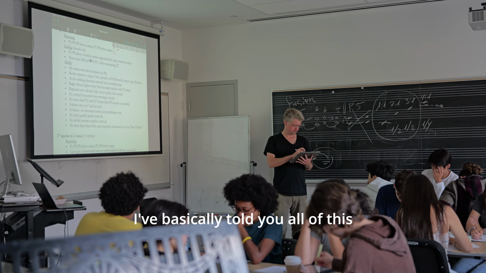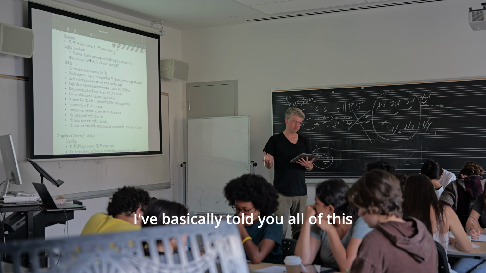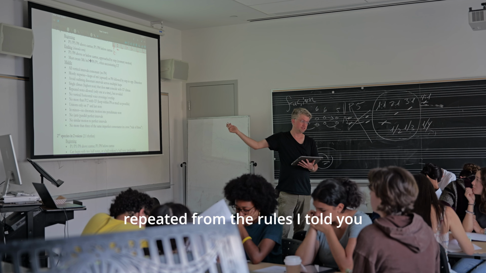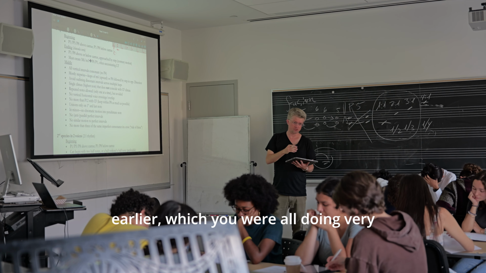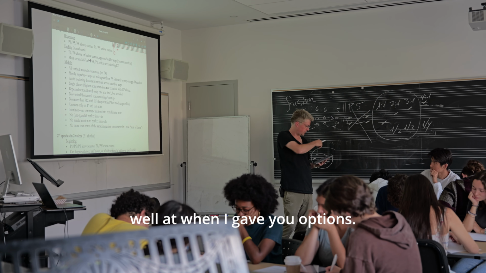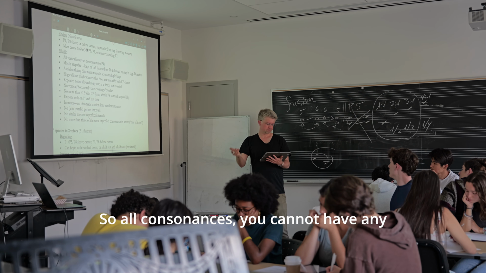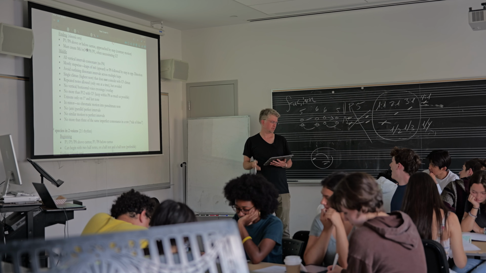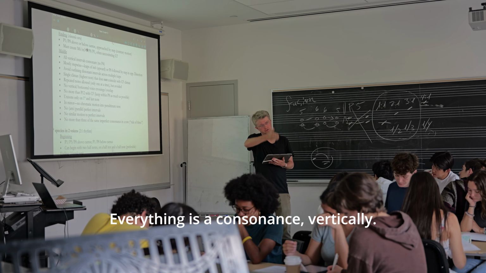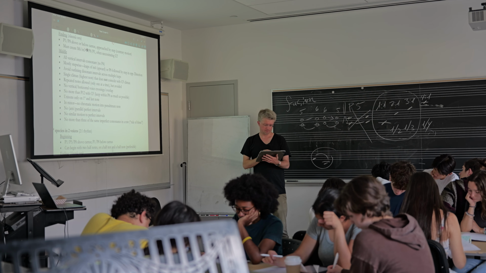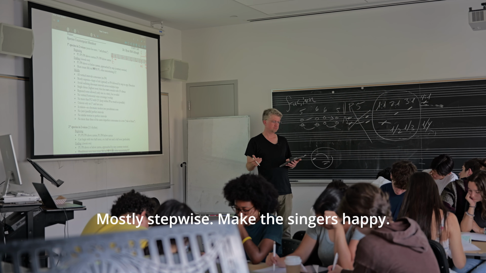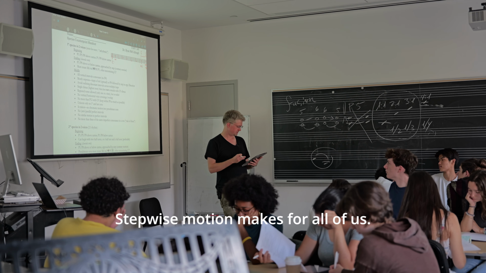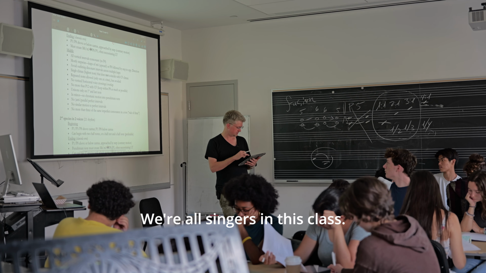I've basically told you all of this already. A lot of this stuff is essentially repeated from the rules I told you earlier, which you were all doing very well at when I gave you options. So, all consonances. You cannot have any vertical dissonances. Everything is a consonance, vertically. Okay? Mostly stepwise. Make the singers happy. You know, stepwise motion, we're all singers in this class.